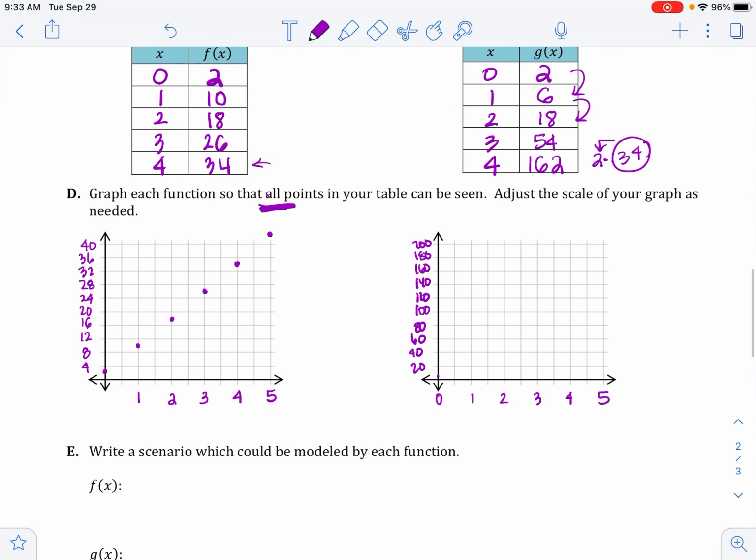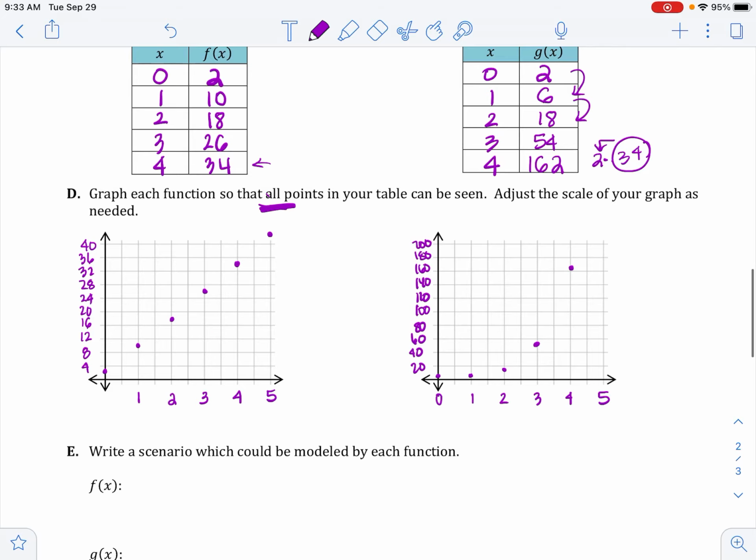Okay, so 0, 2, whoa, that's so close, right? 1, 6, not much of an increase there. 2, 18, so we're starting to move up a little. 3, 54, big jump there. 4, 162, huge jump there, right? Once again, I'm going to make my points so you can see them better, but I'm not going to connect them until I decide if my story connects.